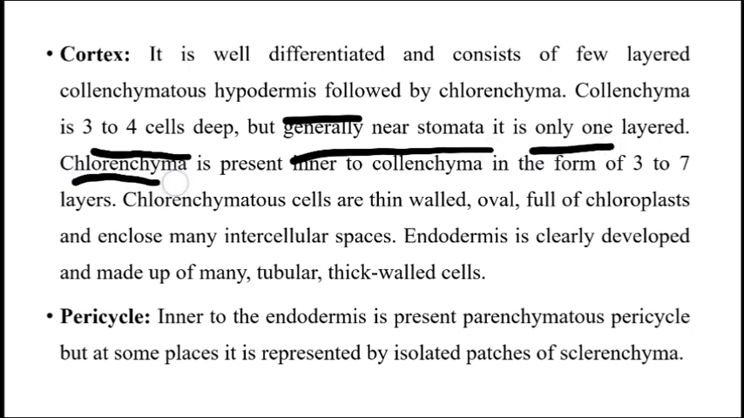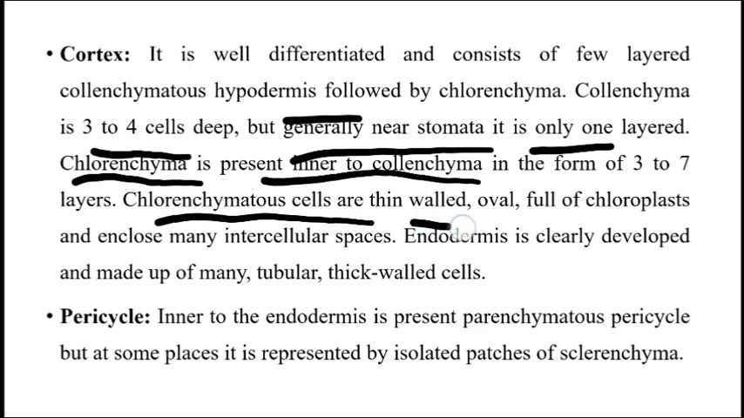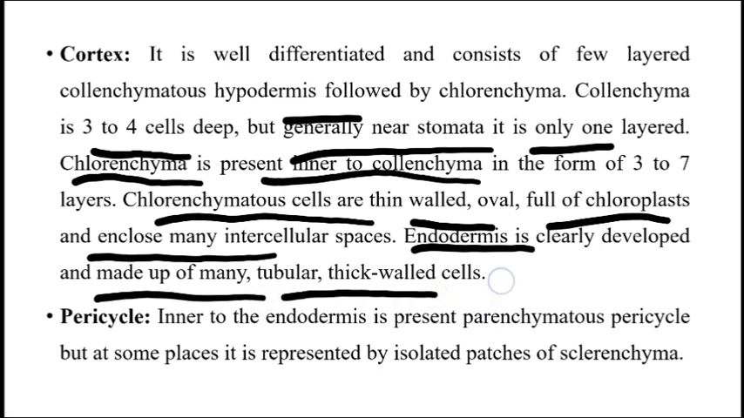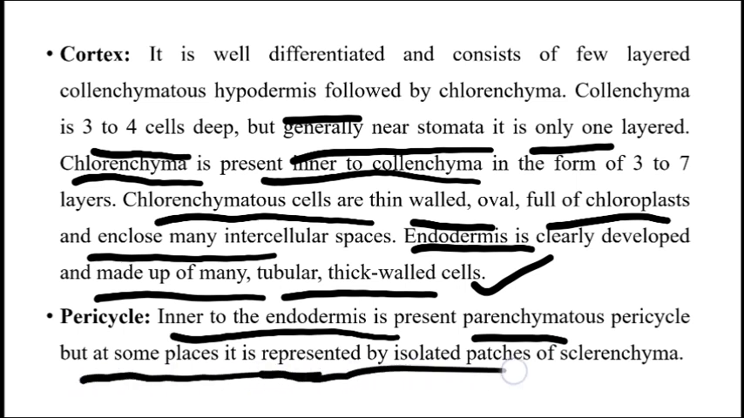Chlorenchyma is present inner to collenchyma. The chlorenchymatous cells are thin-walled and full of chloroplasts, and enclose intercellular spaces. The endodermis is clearly developed and made up of many tubular thick-walled cells. Inner to the endodermis, the pericycle is present, which is parenchymatous in nature, that means it consists of parenchyma cell tissue, but at some places it is represented by isolated patches of sclerenchyma.